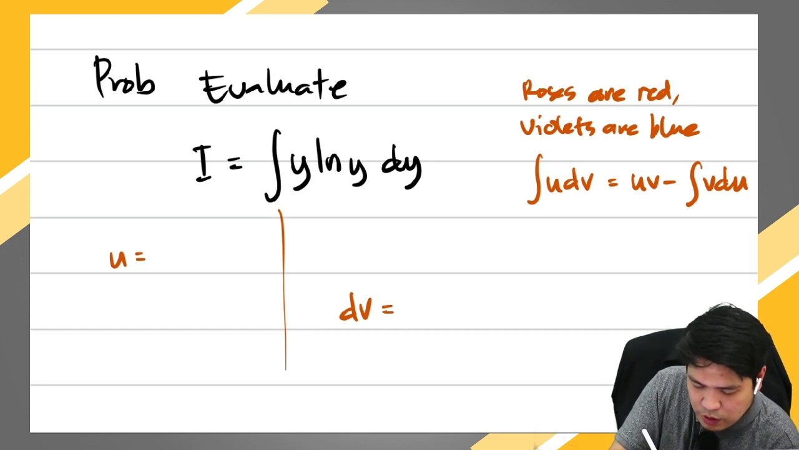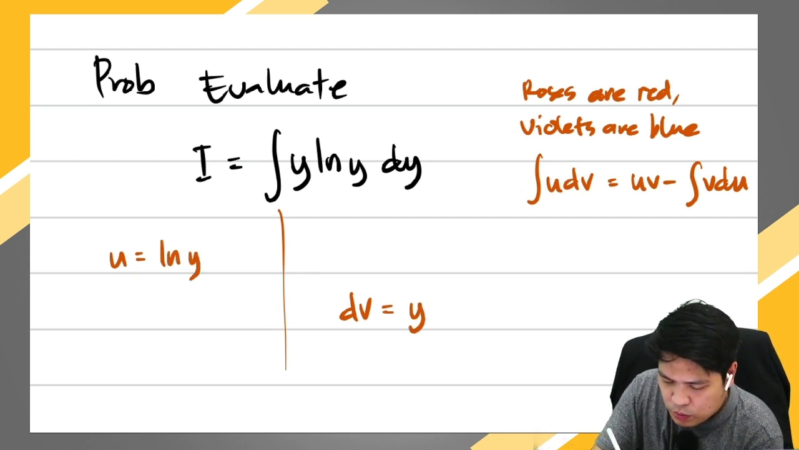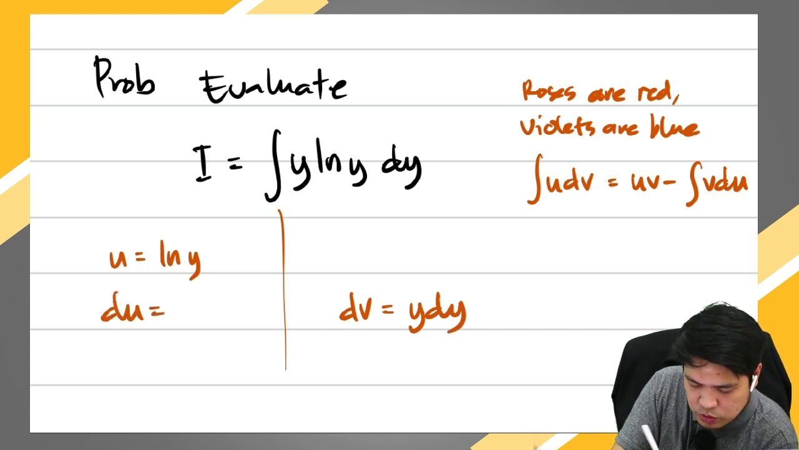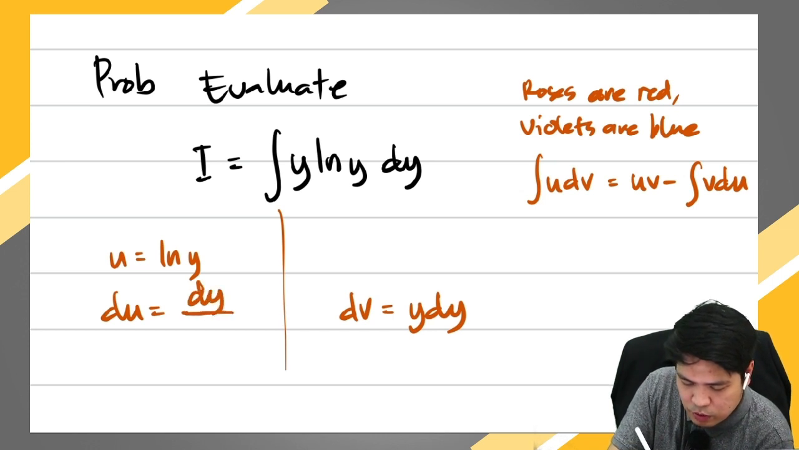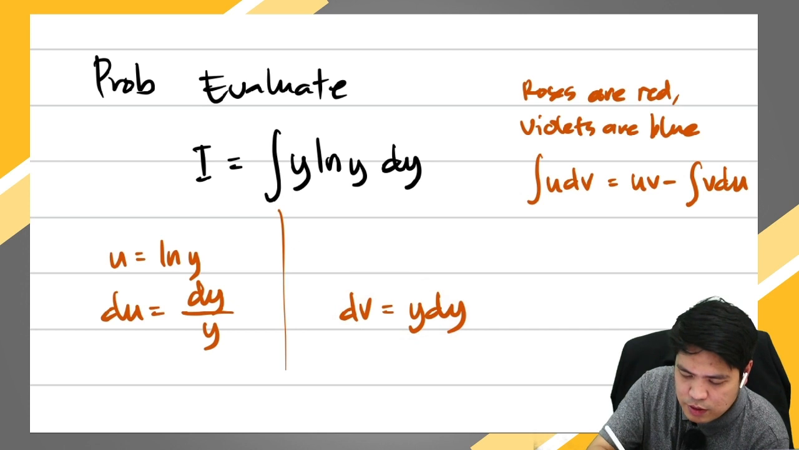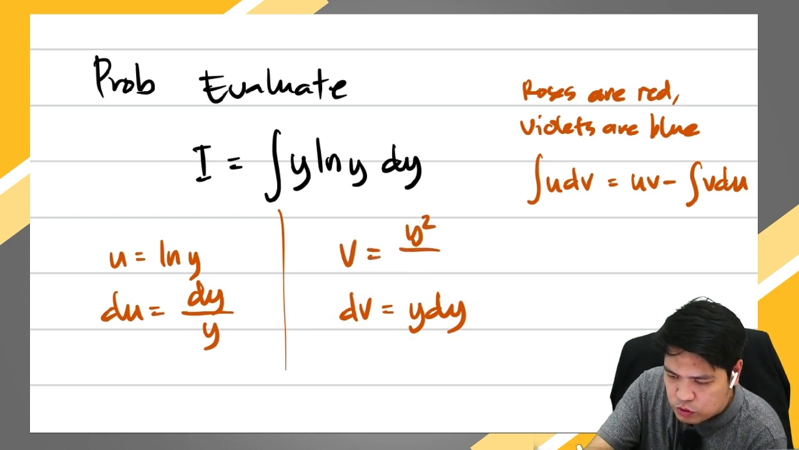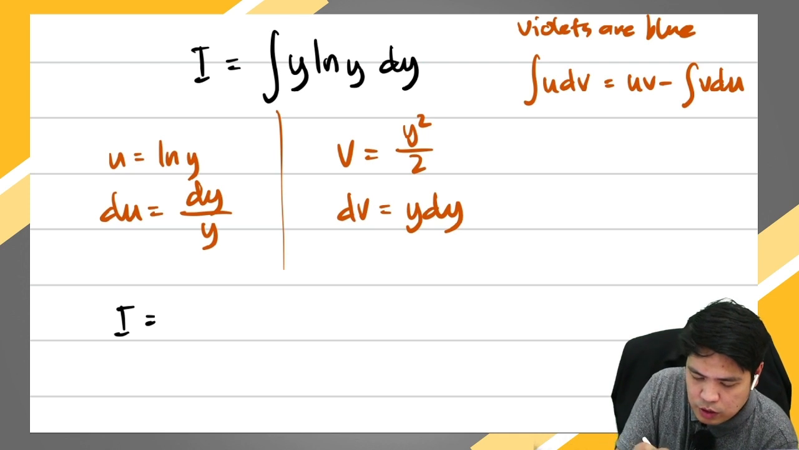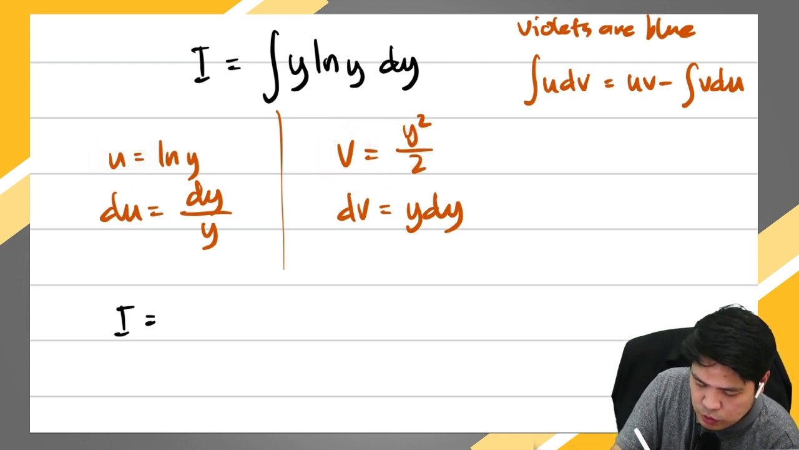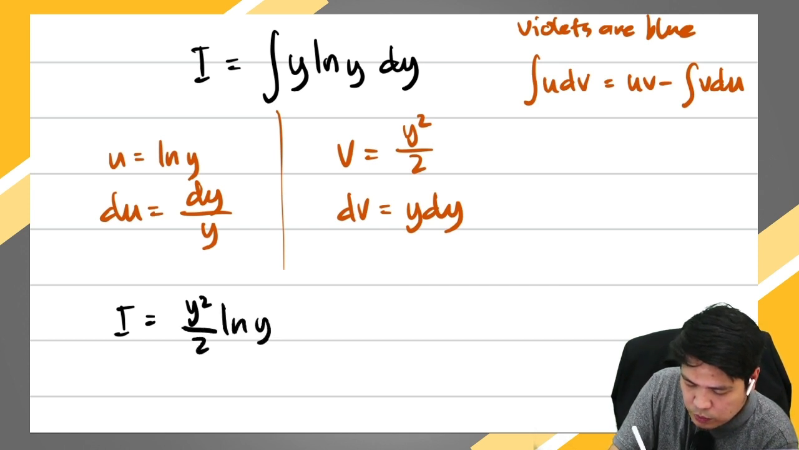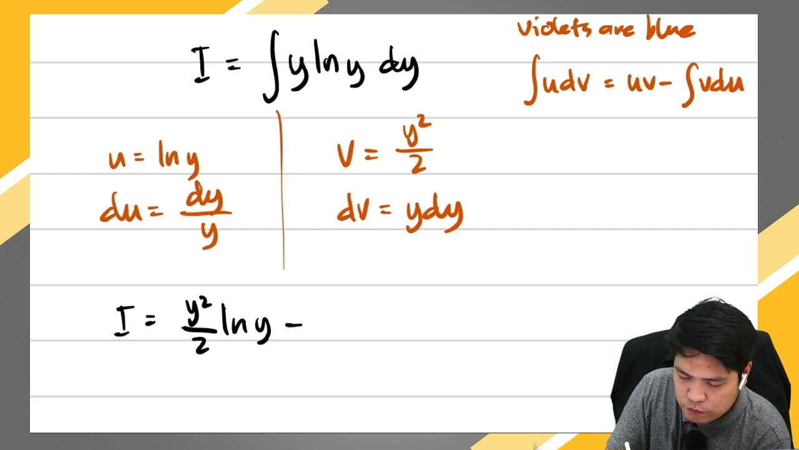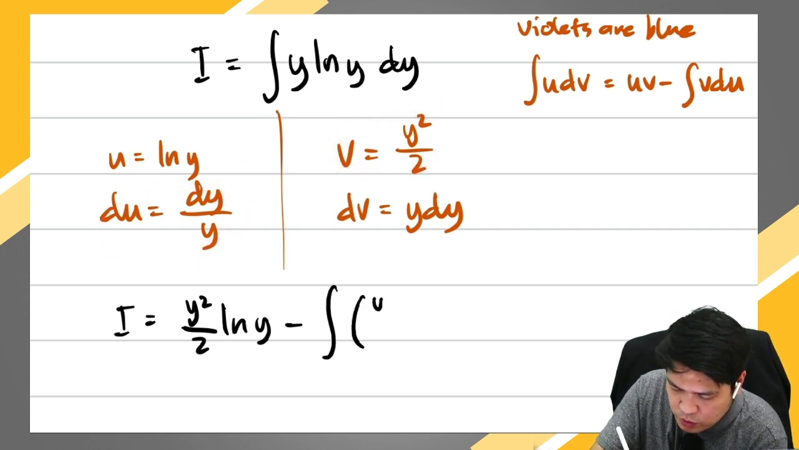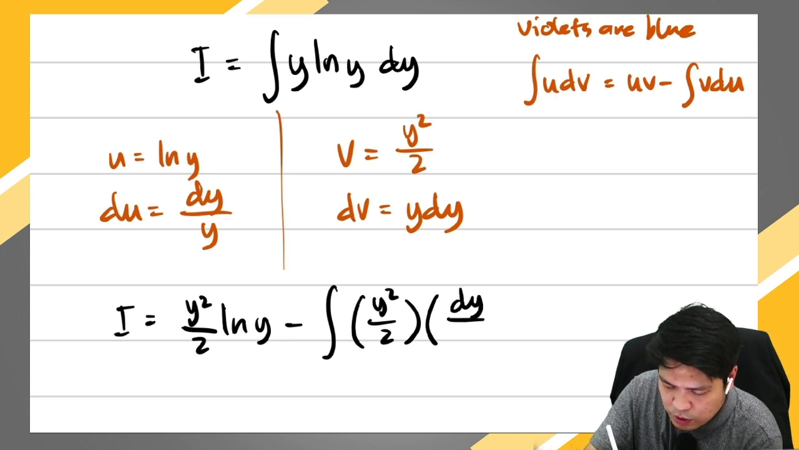But if we let u be equal to ln y and dv be y dy, then we'll have du, which is equal to the derivative of ln y, just dy over y. And if we get the integral of this to get v, then we'll have y squared over 2. Now if we follow the formula for integration by parts, that would be uv, so y squared over 2 ln y minus the integral of v du. So that would be the integral of y squared over 2 and du, which is dy over y.